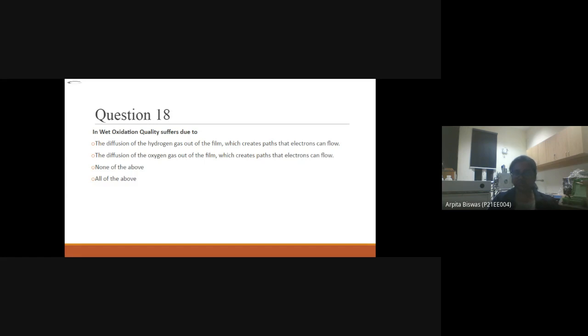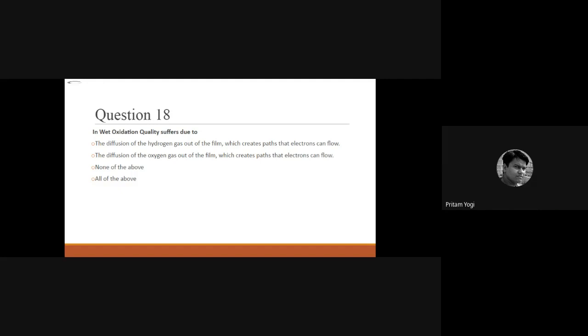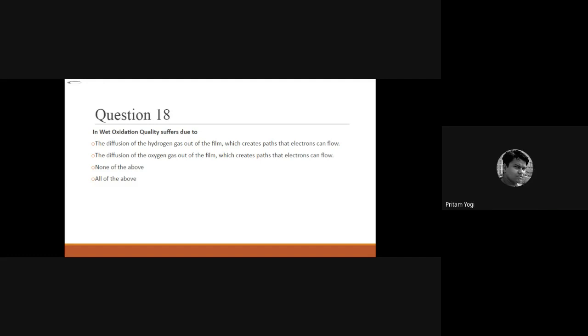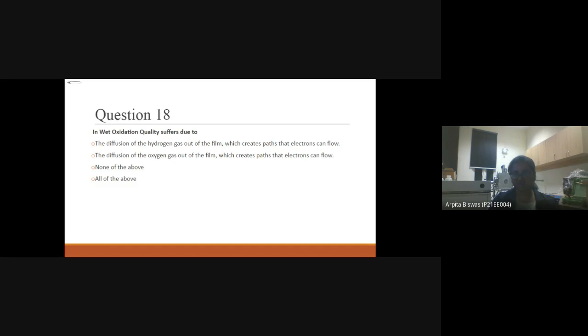Ma'am, it should be none of the above. No, hydrogen gas is coming out. Hydrogen came out, I understood, but the path is for oxygen atoms and not for electrons. Yes, oxygen molecule should have the path. No, they are not talking about the oxygen molecule path. This is only talking about the electron can flow. Yes. So the right option is option A.